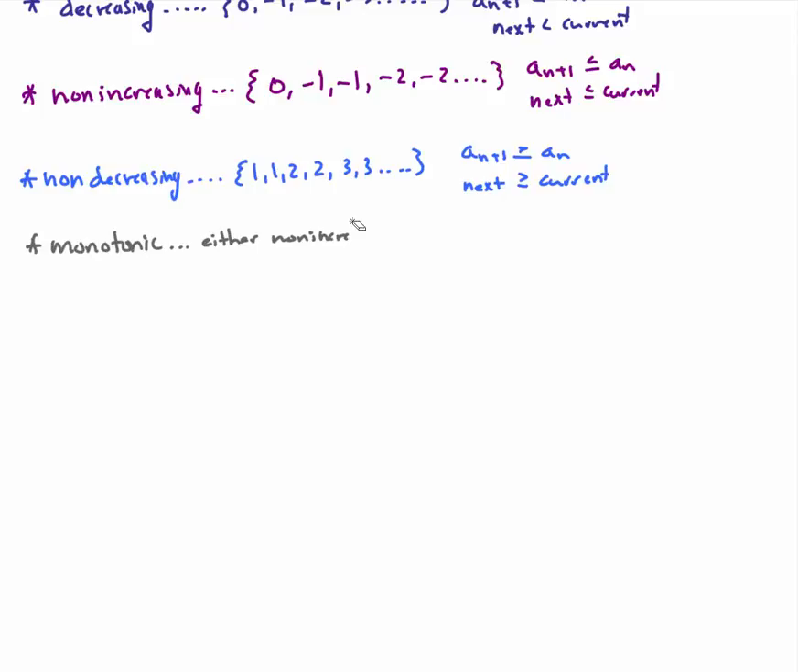I have the same behavior or the same pattern. It's either staying the same or getting larger, or staying the same or getting smaller. So either non-increasing or non-decreasing. It's not increasing and then decreasing or going positive, negative, positive, negative. Basically it's moving in one direction.